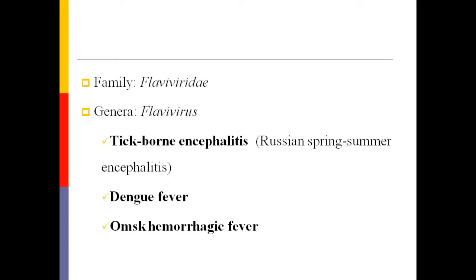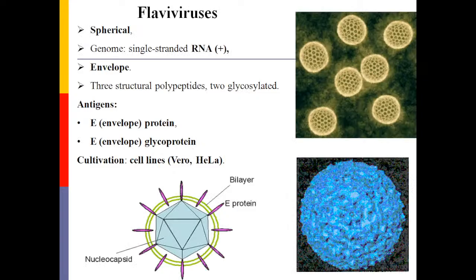Flaviviruses are named after the first disease that was discovered, yellow fever. Maybe you know about yellow fever. It was the first disease discovered to be caused by flaviviruses. Flavi is translated as yellow from the Latin language.